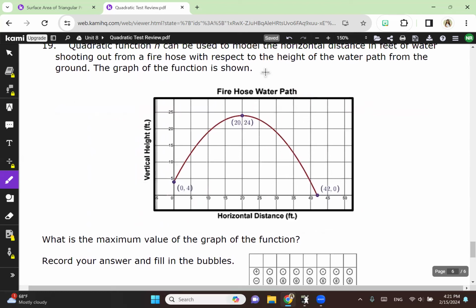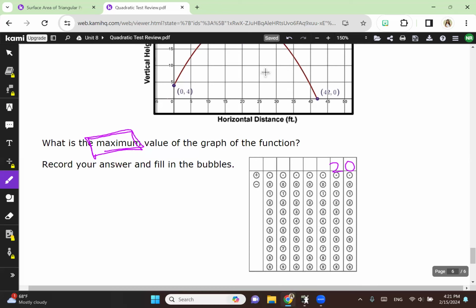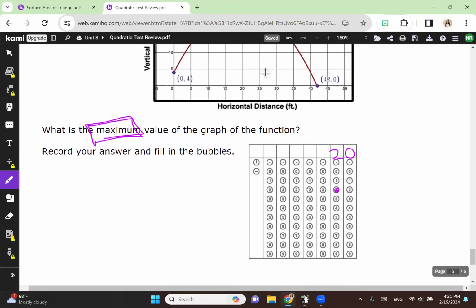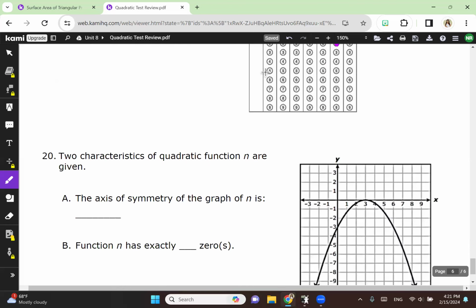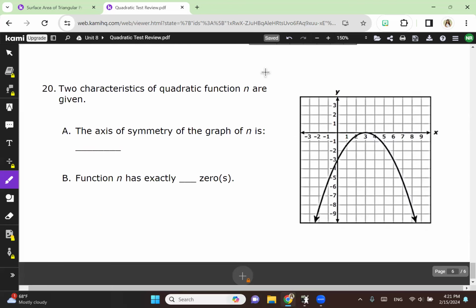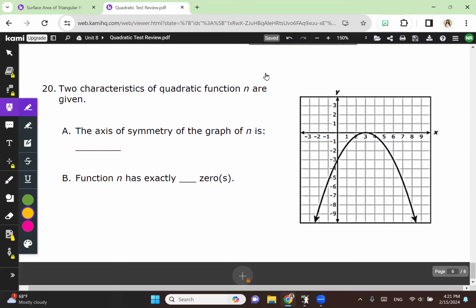On 19, what's the maximum value? We're looking for the highest y value, which is 20. So you would just bubble in 20, which I don't know how you do that on the other way. Last one, axis of symmetry. Split it down the middle. So your axis of symmetry is x equals 3.